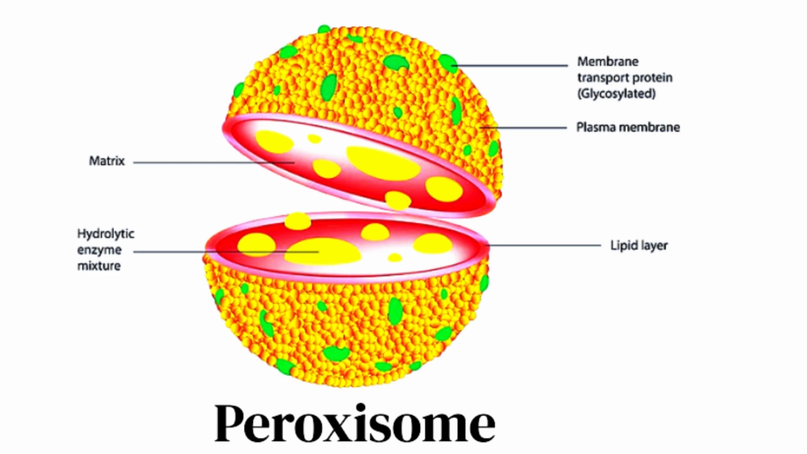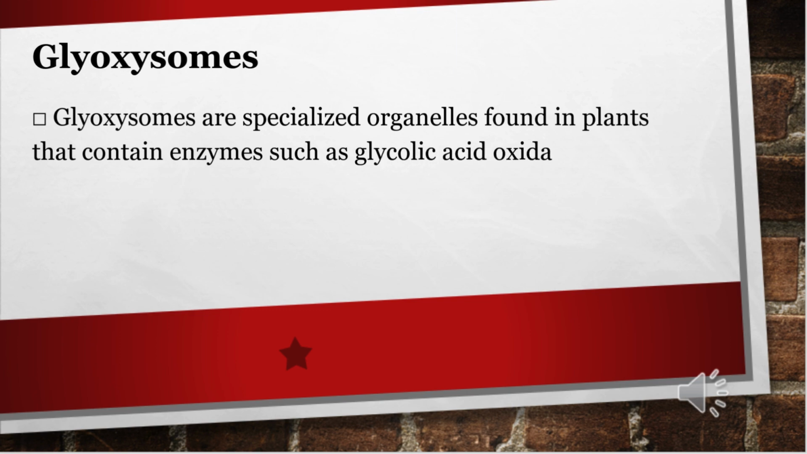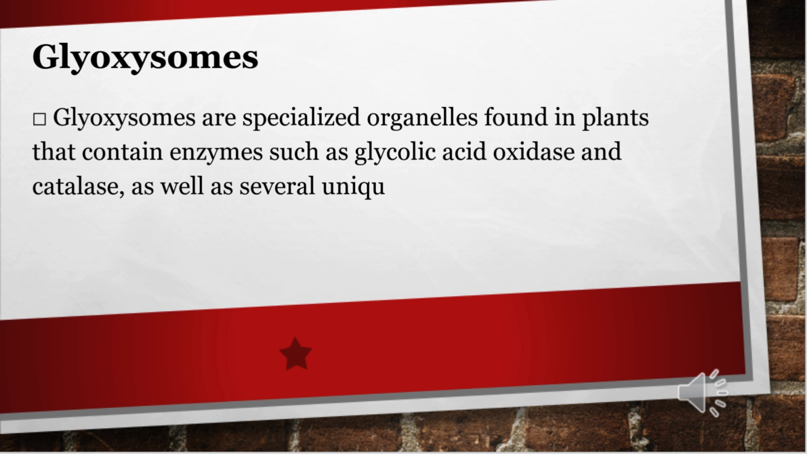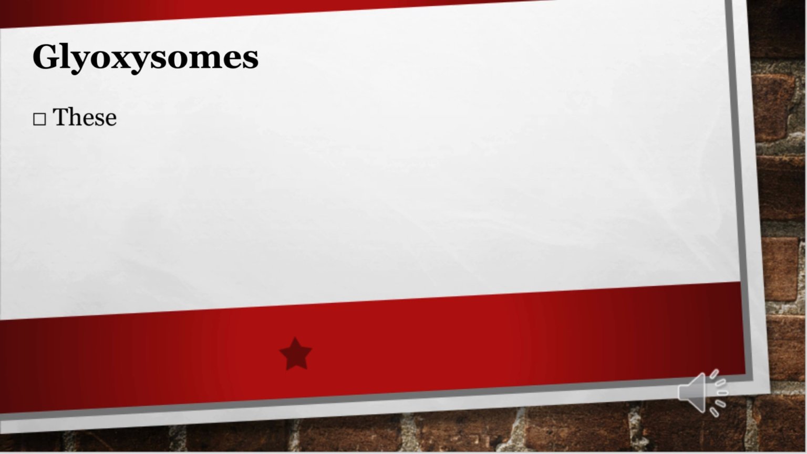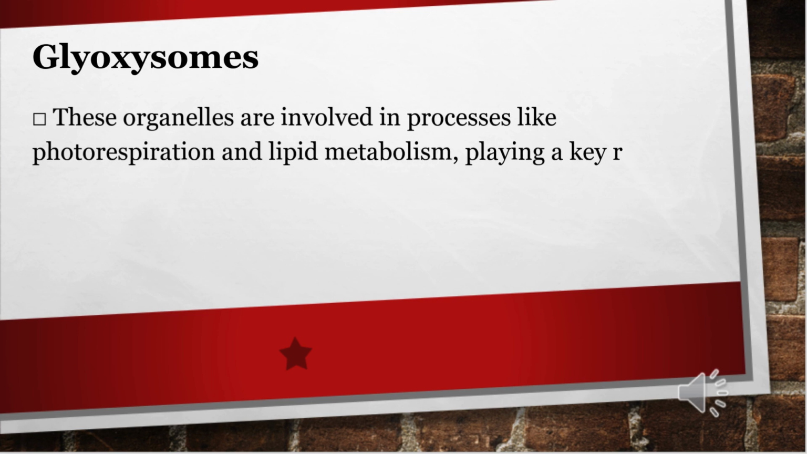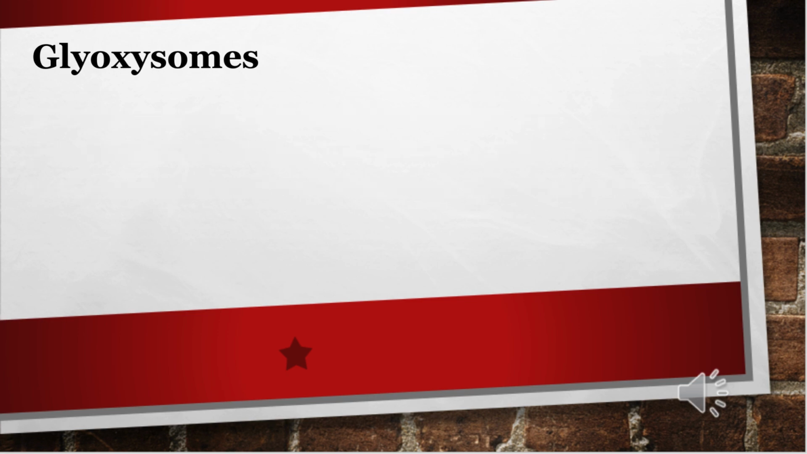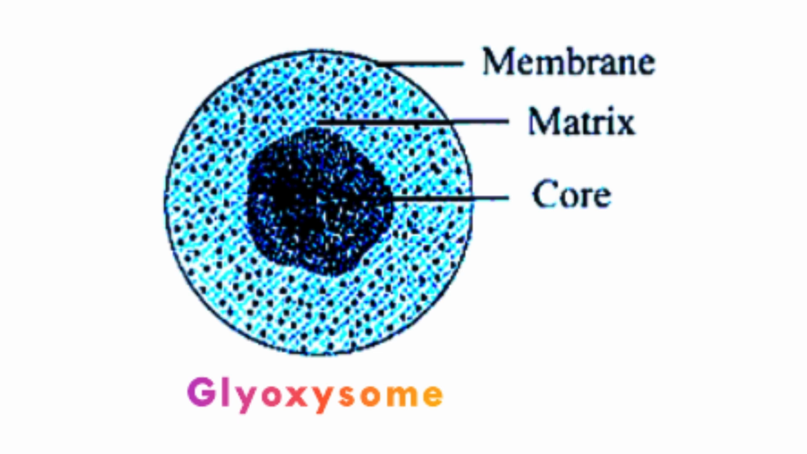Glyoxisomes are specialized organelles found in plants that contain enzymes such as glycolic acid oxidase and catalase, as well as several unique enzymes not present in animal cells. These organelles are involved in processes like photorespiration and lipid metabolism, playing a key role in seed germination and providing energy for early growth. Glyoxisomes are present only during a short period in the germination of lipid-rich seeds, where they help convert stored lipids into carbohydrates.